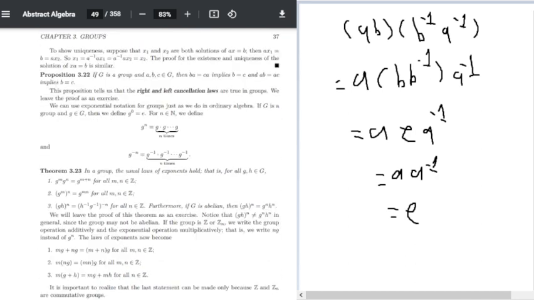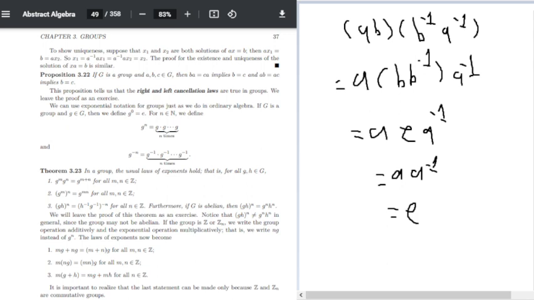Proposition 3.22. If G is a group and A, B, and C are in G, then BA equals CA implies that B equals C, and AB equals AC implies that B equals C. This proposition tells us that the right and left cancellation laws are true in groups. We leave the proof as an exercise.